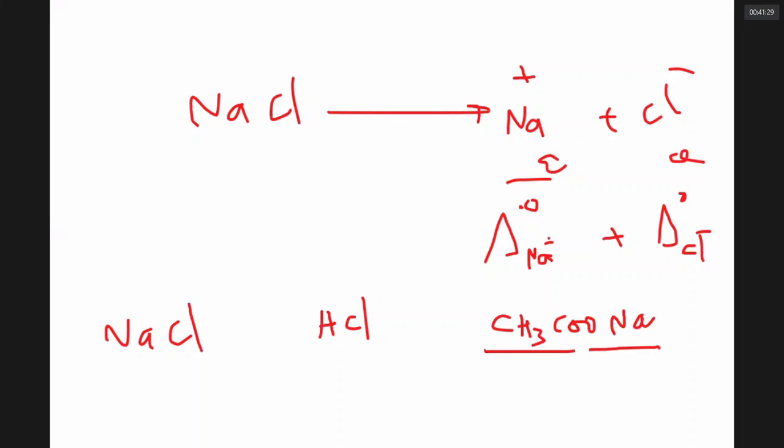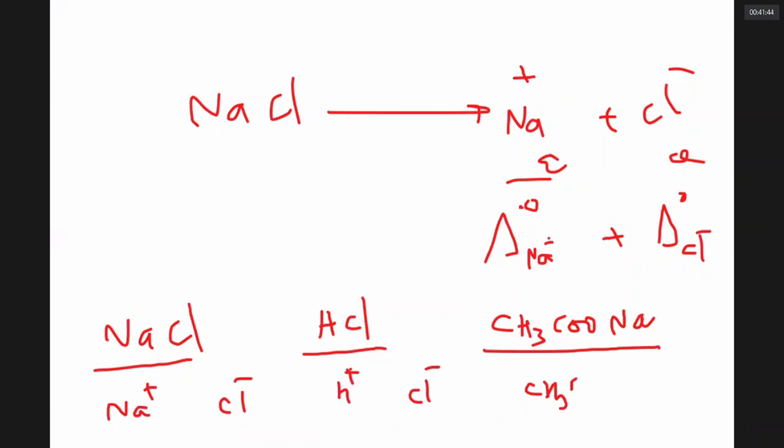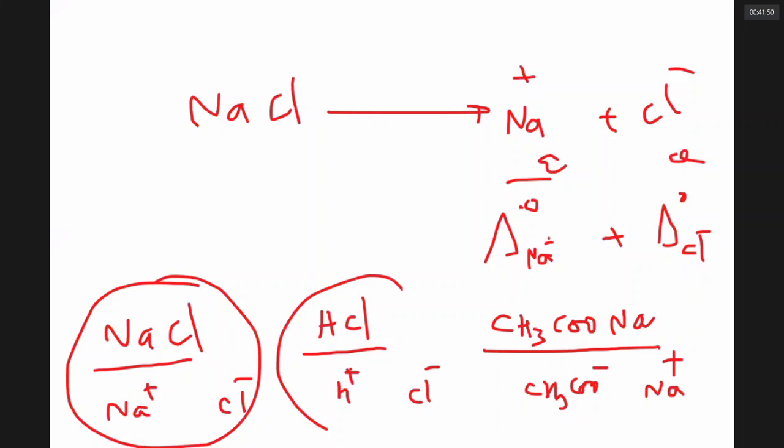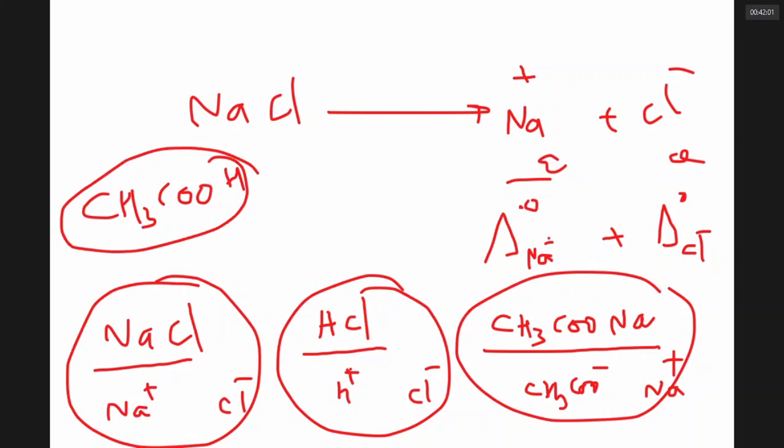Sodium acetate is a strong electrolyte, HCl is a strong electrolyte, NaCl is a strong electrolyte. At infinite dilution, NaCl gives me Na plus ions, Cl minus ions. HCl gives me H plus ions, Cl minus ions. Sodium acetate gives me acetate ions and Na plus ions. Using these three pieces of information, can I find the conductance at infinite dilution for acetic acid? I can definitely find the molar conductance of acetic acid at infinite dilution by adding 2 to 3 and subtracting 1.